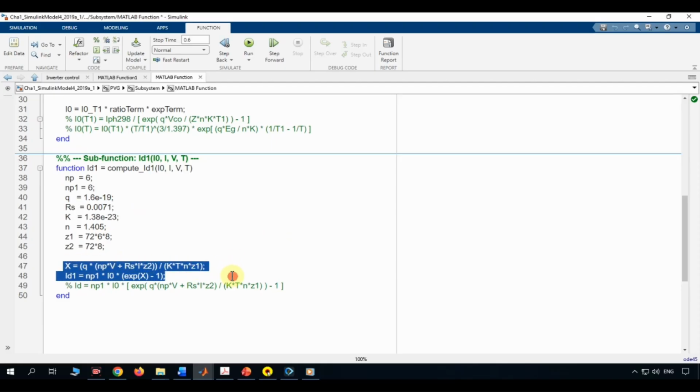Plug in I0 from the previous stage, the measured voltage V and current I, and out comes the diode current, the current the array loses internally, which gets subtracted from the photocurrent to give you the panel's real output.